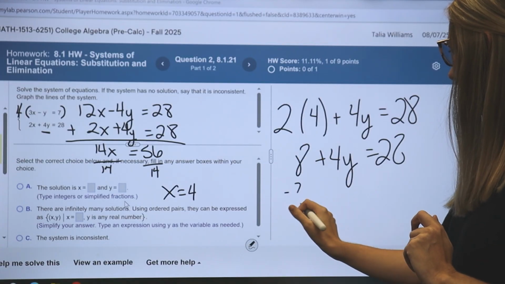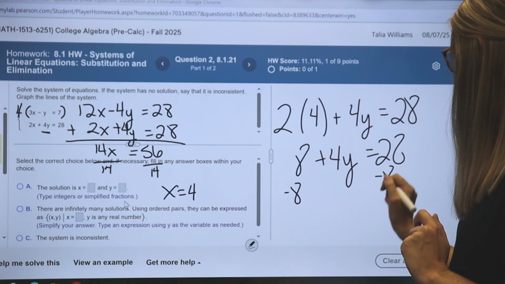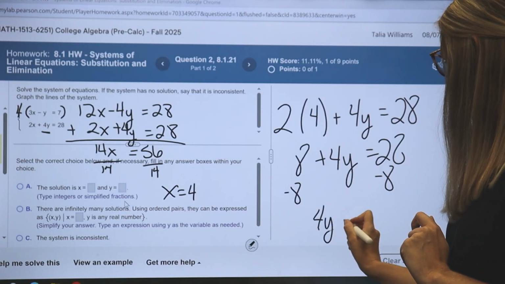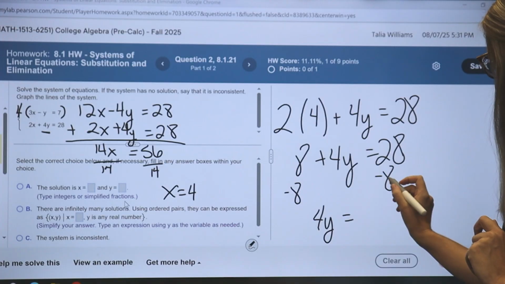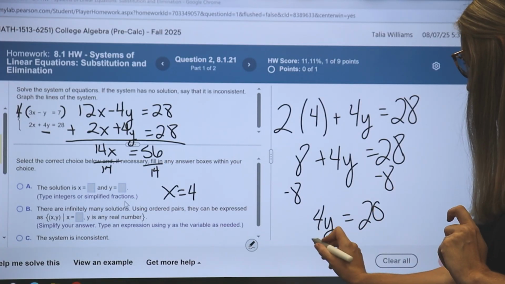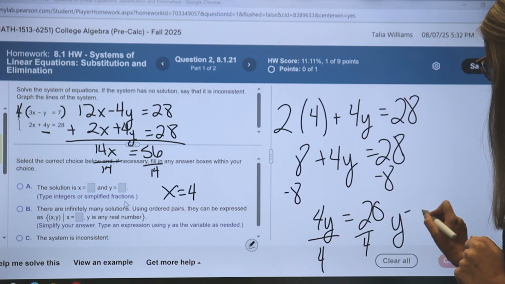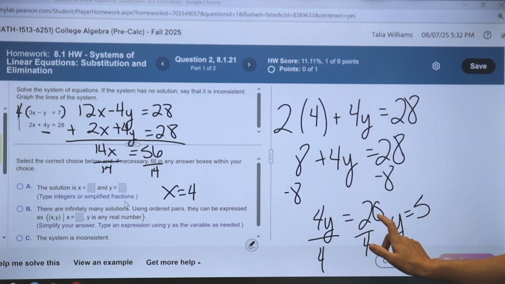And then we'll move our 8, so opposite of positive 8, subtract 8 would be 0, so I'm just going to have 4y equals 28, subtract 8, which is 20, divide by our 4, so y equals 5. Cool. Let's make sure they weren't linked together.